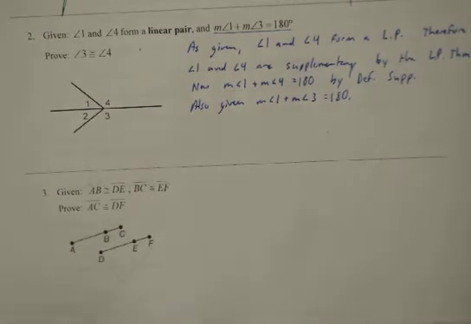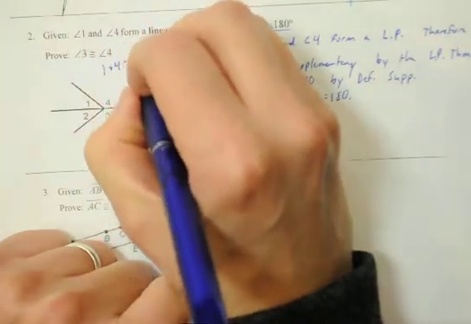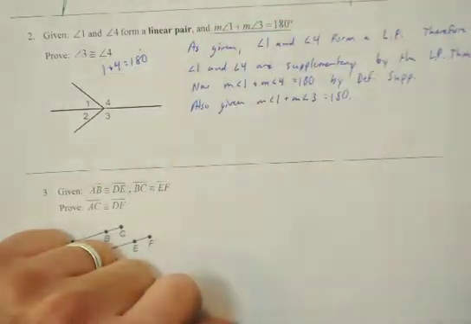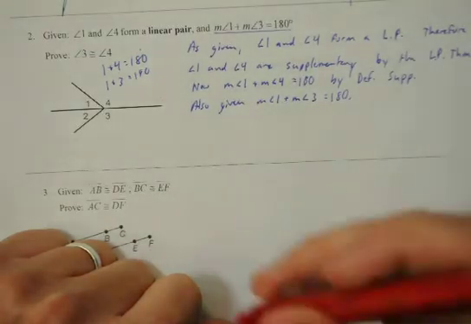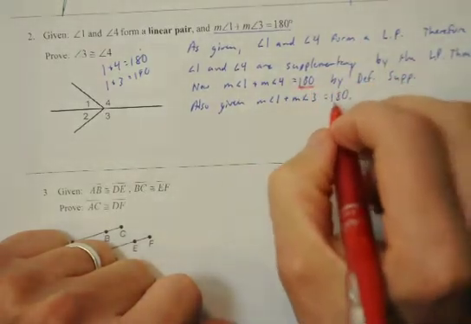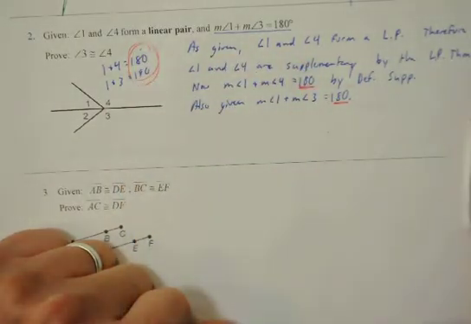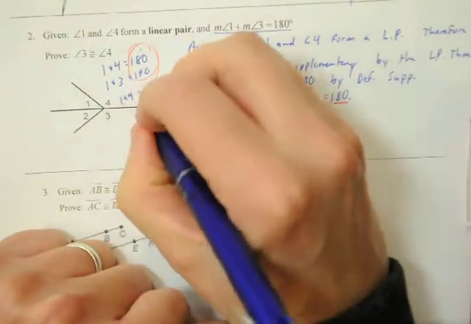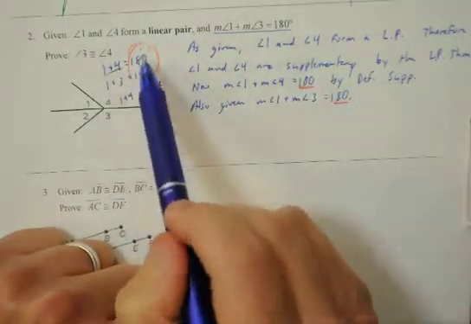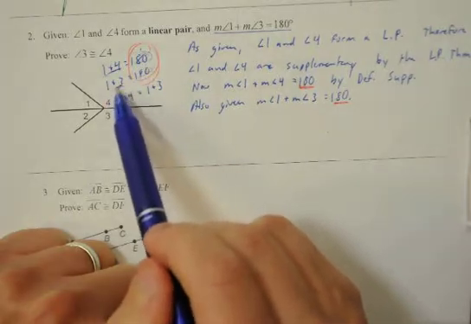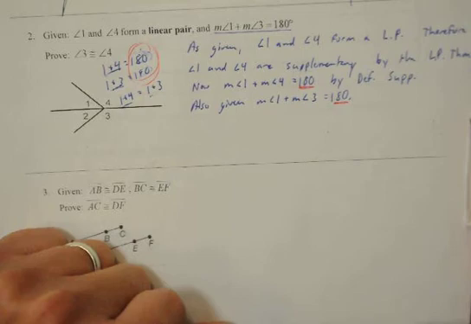And so now is where we put these two thoughts together. Here's what we have. We have 1 plus 4 equals 180. We've got 1 and 3 equal 180. Because these two different things equal the same thing, we can now state that 1 and 4 equals 1 and 3, like that. Think of it like this: A equals B and B equals C, so therefore A equals C. You can kind of think of it like that. That's the transitive property.